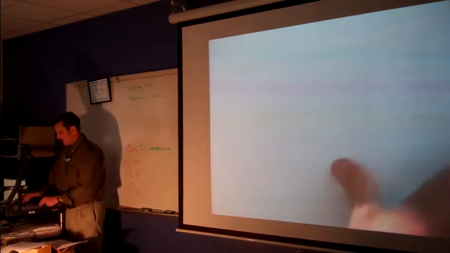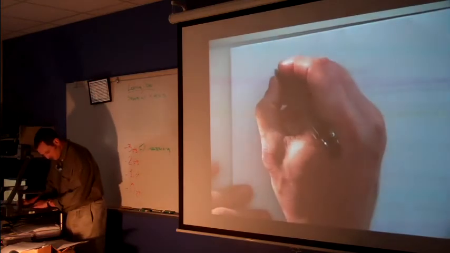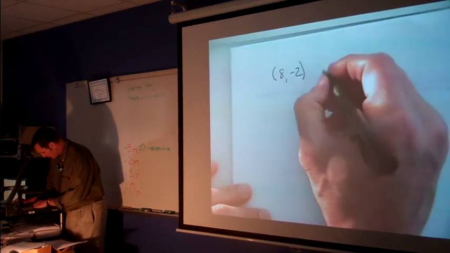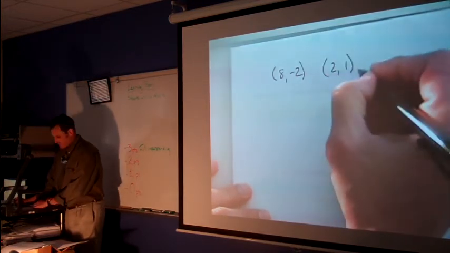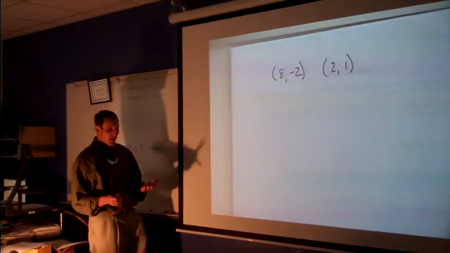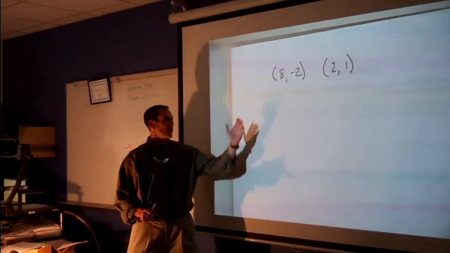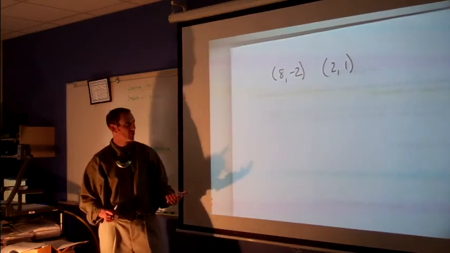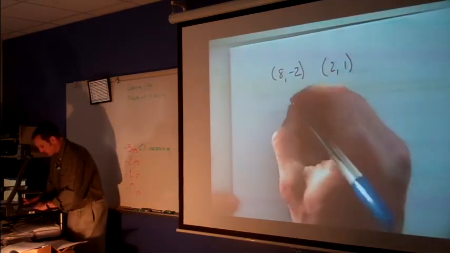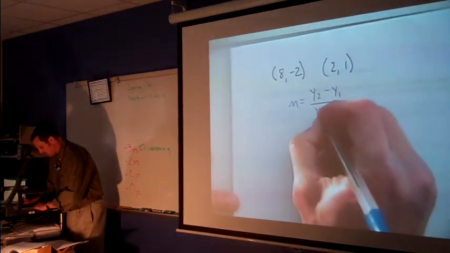So now what we're going to do is write the equation of the line that passes through 8, -2, and 2, 1. So there's a line that passes through these 2 points. We need to write the equation. In order to write the equation, we need a slope and a point. Here we have 2 points. We don't have a slope. So we have to find the slope. And the way we find the slope, again, is using the slope formula. The change in y over the change in x.